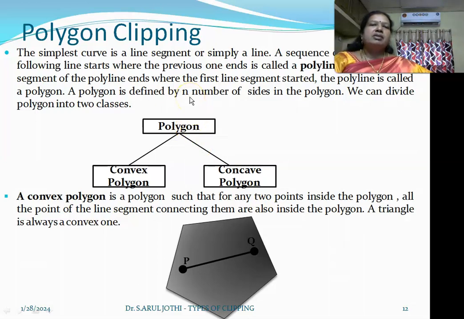So the simplest curve is a line segment or simply a line. Here a polygon is defined by the number of sides in the polygon. We can divide polygons into two classes: one is convex and another one is concave polygon. A convex polygon is a polygon such that for any 2 points inside the polygon, all the points of the line segment connecting them are also inside the polygon. A triangle is always a convex one.